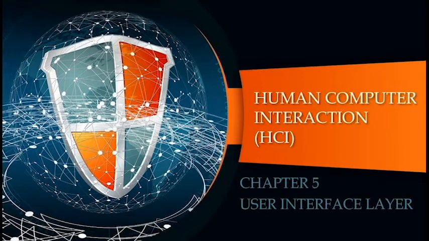So we're on the fifth chapter of this human-computer interaction. Our topic for this chapter is the user interface layer. I think we already know what a UI, the user interface, is. It's the part of the system in which the user interacts. It also defines the way in which the user will interact with the application or the system, and the nature of the inputs and outputs that the application or the system accepts and produces.